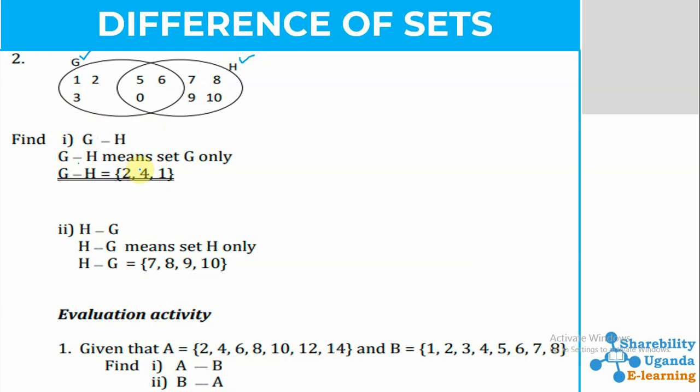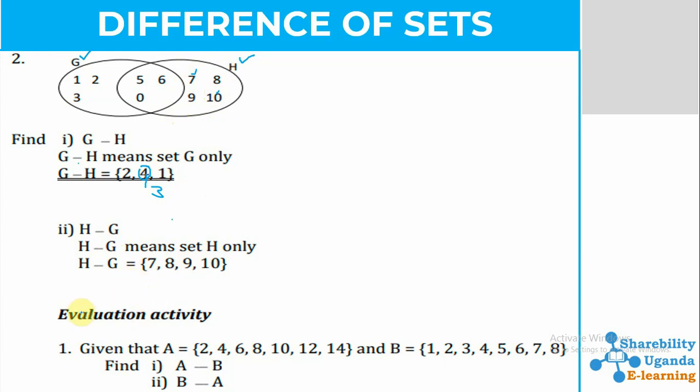Here they were able to indicate this, which was not part, so this is supposed to be 3. Also H minus G means H only, so you can see they are able to get out a 7 which is here, an 8 which is also here, a 9 which is also here, then a 10 which is also here. So you can see that we have been able now to see and understand how this works.